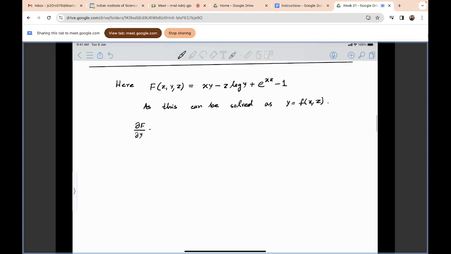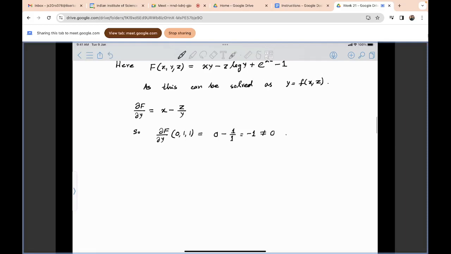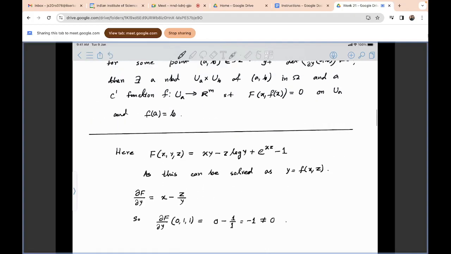What is del f by del y? Del f by del y means partial derivative with respect to y, so it is x minus z by y. Then del f by del y at the point (0, 1, 1) will be 0 minus 1 by 1, so it is minus 1. It is non-zero, right? So y can be solved as a function of x and z, so it's fine.